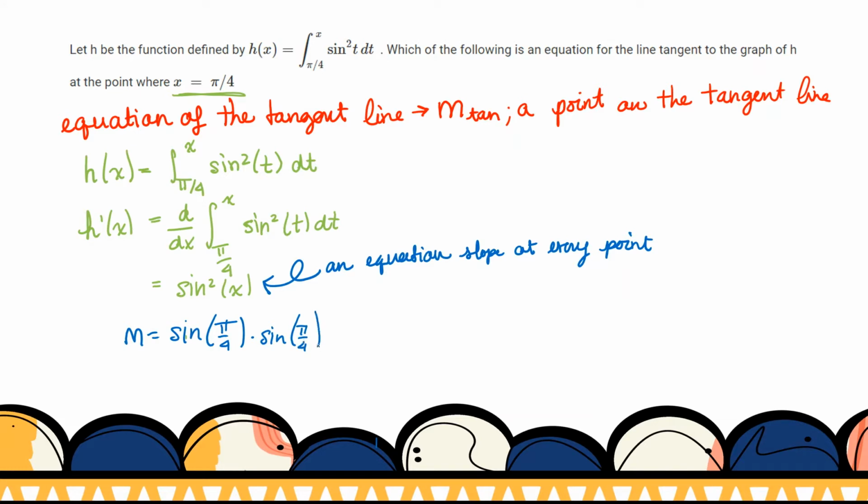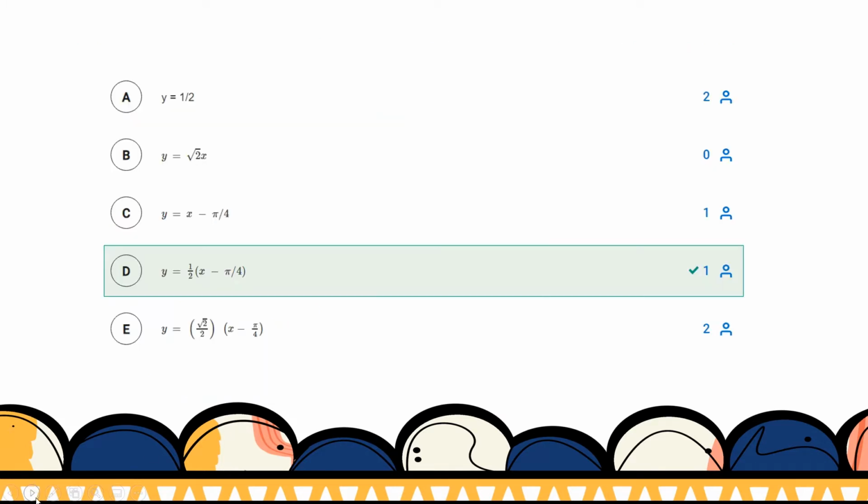So remember how important it is to memorize your unit circle. I think that pi over 4 is one of the easiest to memorize because it's square root of 2 over 2 for both x and y. So what I'm going to get is the square root of 2 over 2 times the square root of 2 over 2. So I'm just going to get that the slope here is 1/2.